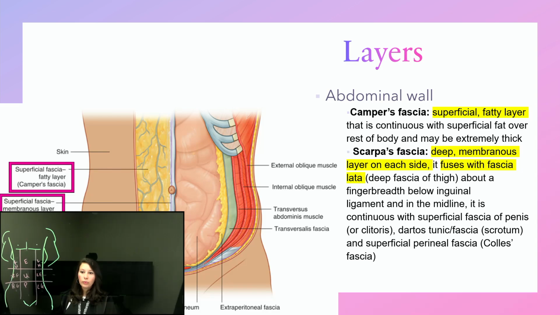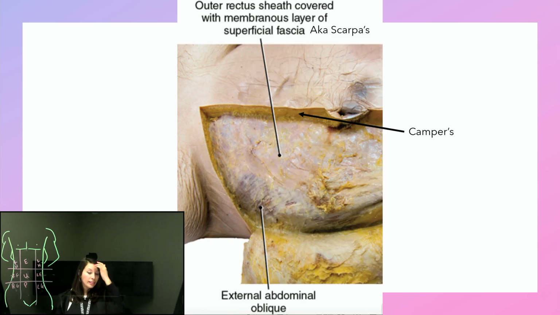And so this one is going to be continuous also with the superficial fascia of the penis in males, and or in the clitoris of females. It's also going to be continuous with the dartos fascia, specifically the scrotum in males, and the superficial perineal fascia or Colles fascia.